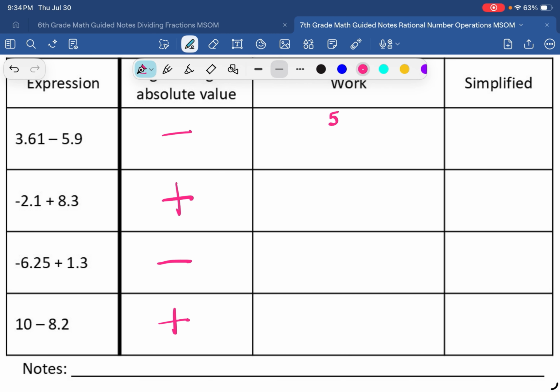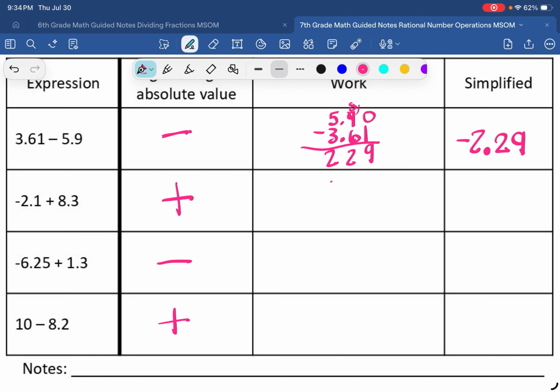So 5.9 minus 3.61. I'm just ignoring my signs, subtracting the largest minus the smallest, and then I'll go back and add my sign. So add a placeholder there. Subtracting gives me 9, 2, and 2, and my answer will be negative. So it's going to be negative 2.29.